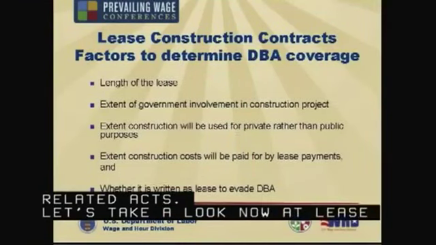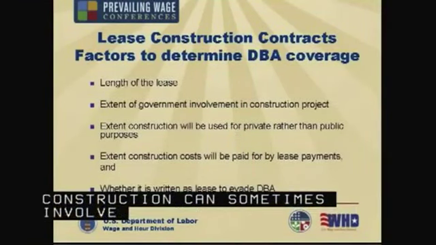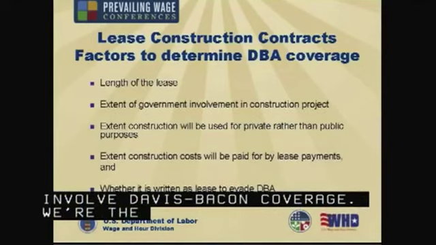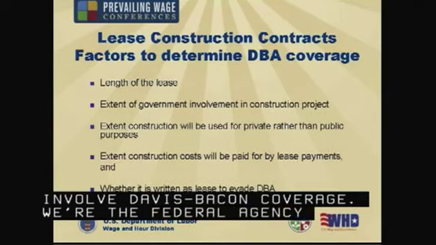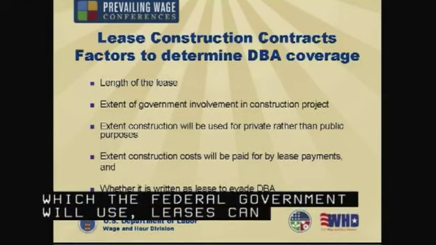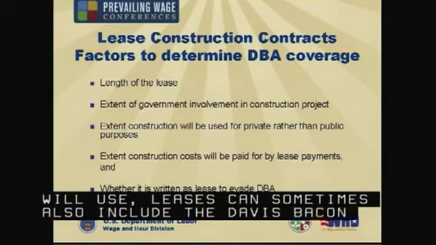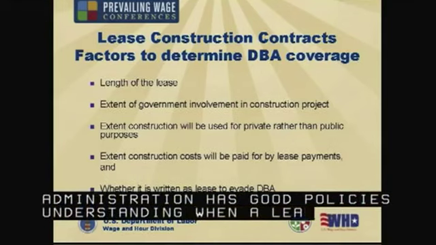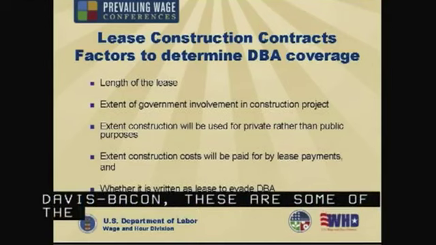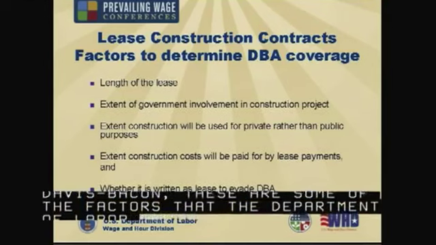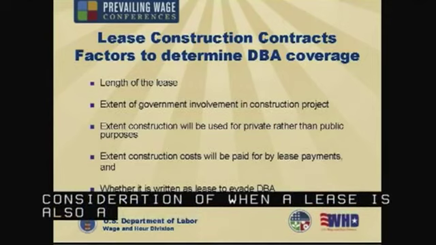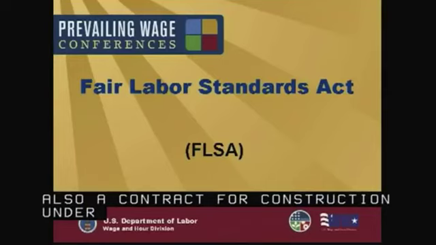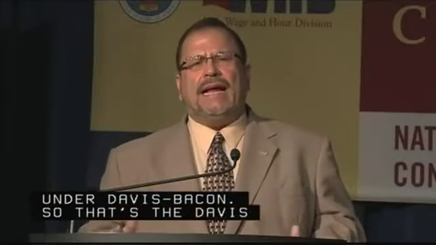Let's take a look now at lease construction and how lease construction can sometimes involve Davis-Bacon coverage. Where the federal agency may enter into a lease that involves the requirement to construct a building which the federal government will use, leases can sometimes also include the Davis-Bacon requirements. The General Services Administration has very good policies on understanding when a lease project must include Davis-Bacon, and these are some of the factors that the Department of Labor has published for consideration of when a lease is also a contract for construction under Davis-Bacon. So that's the Davis-Bacon Act, DBA, the Related Acts, DBRA.